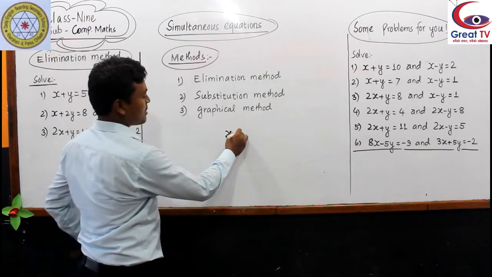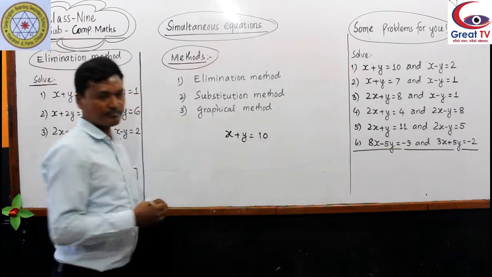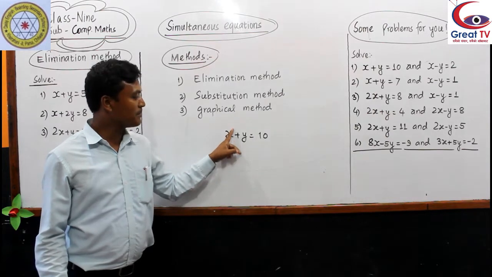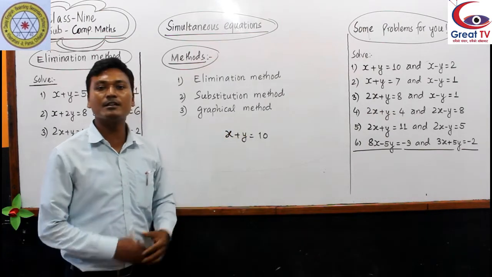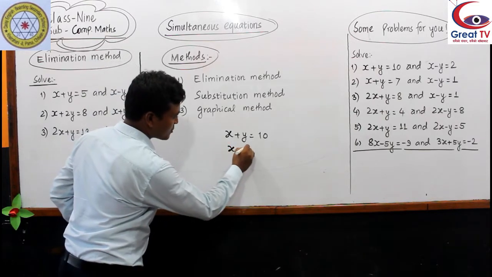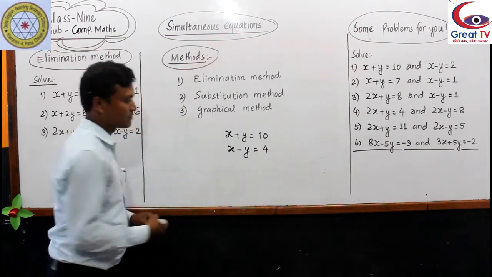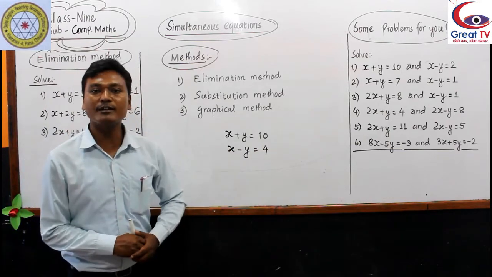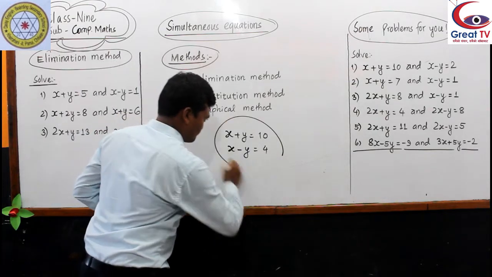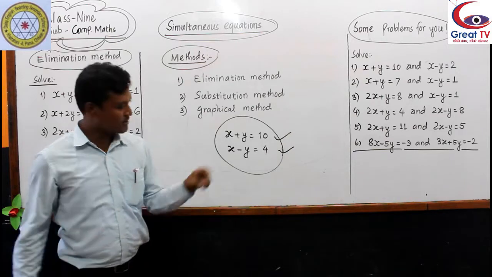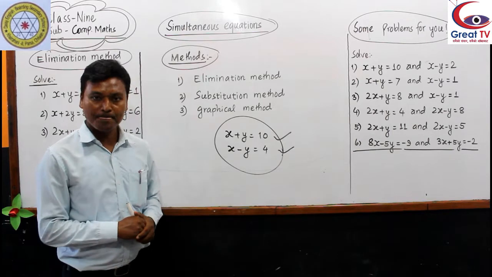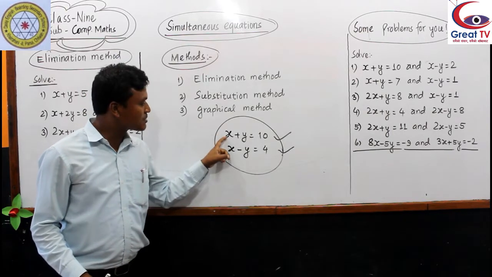Okay, x plus y equals 10. How many variables are used here? 2, x and y. What is the power of x? 1. Power of y? 1. It's a linear equation containing two variables x and y. Next, x minus y equals 4. The second equation also contains two variables x and y. These two are a set of equations containing two variables. Let us say both are linear. Two linear equations containing two variables.